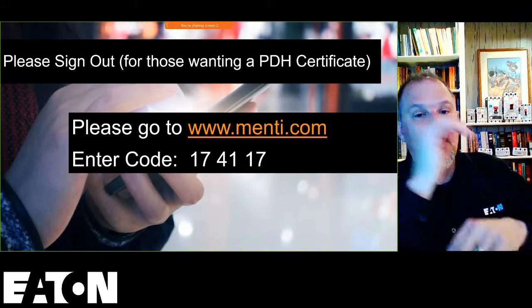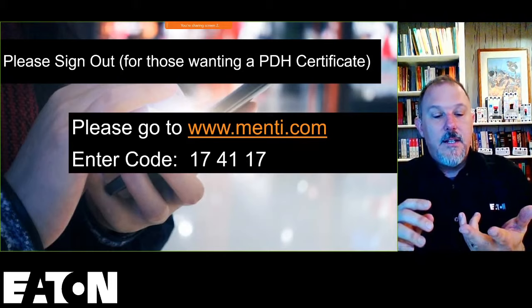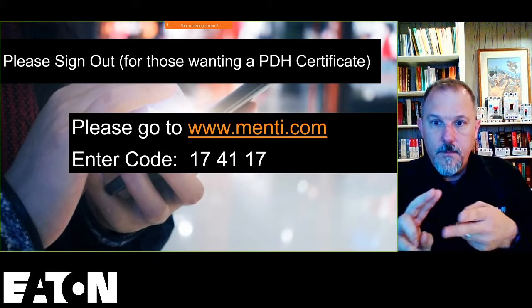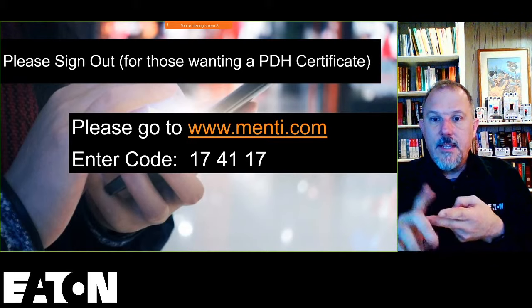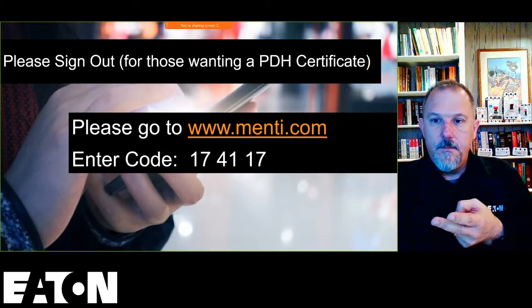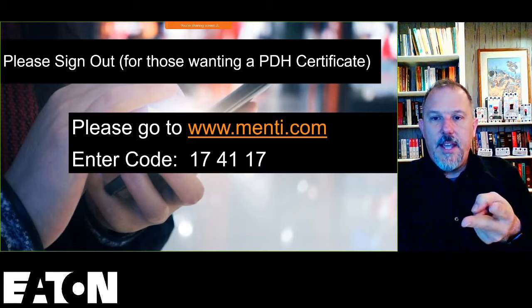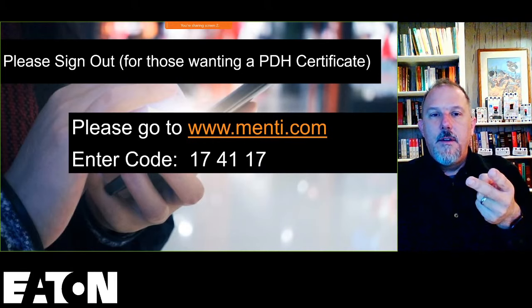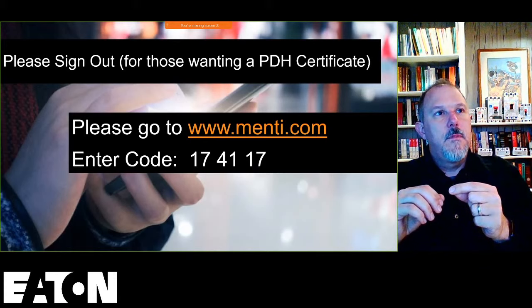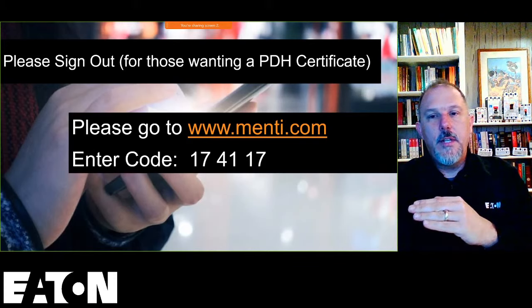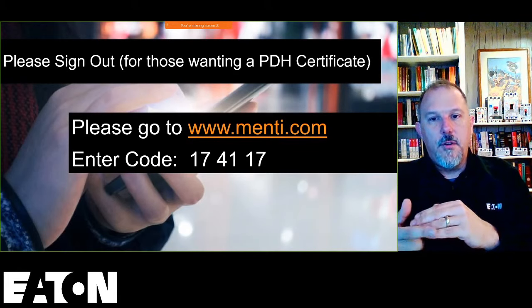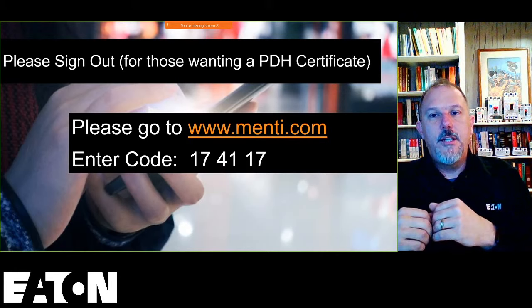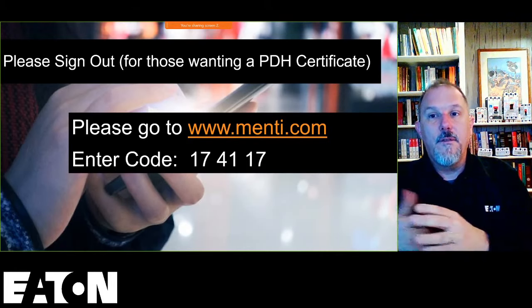I've done the math on it, and on the whole reason for 250.122, I've had people say you're in one of two camps if you're increasing the equipment grounding conductor. You got the Menti code up there, Carl. One camp says that because you've increased the ungrounded conductor size, you have lower impedance and higher fault currents flowing through the equipment grounding conductor, and you need to protect that equipment grounding conductor from the higher fault currents.